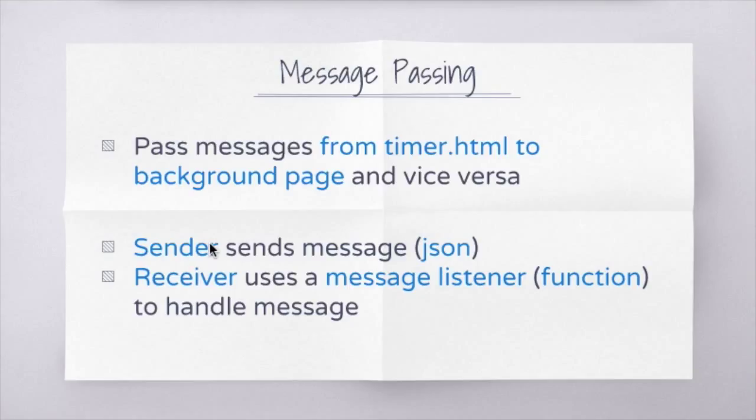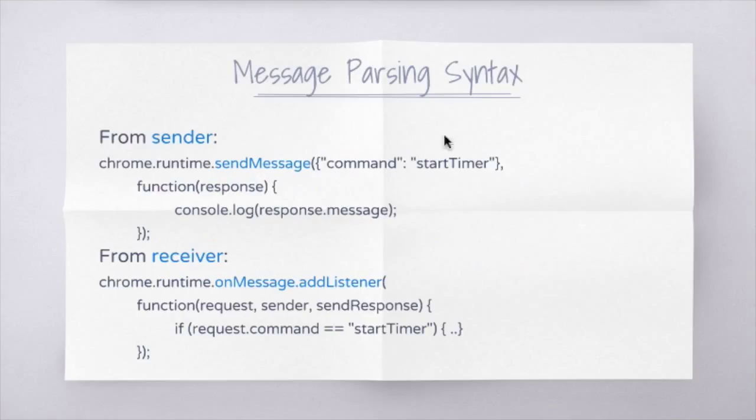The way it works is if you want to send a message, you send it in JSON. If you want to receive a message, you add a message listener, which is a function, right? So from the sender, you say something like chrome.runtime.sendMessage, and this is your JSON object. You're just saying command is set to start timer. Your receiver can then send you a response back, and you can handle that response however you want. It's going to go both ways, because we want to send start timer to the background page, and we want the background page to say, hey, update the time.